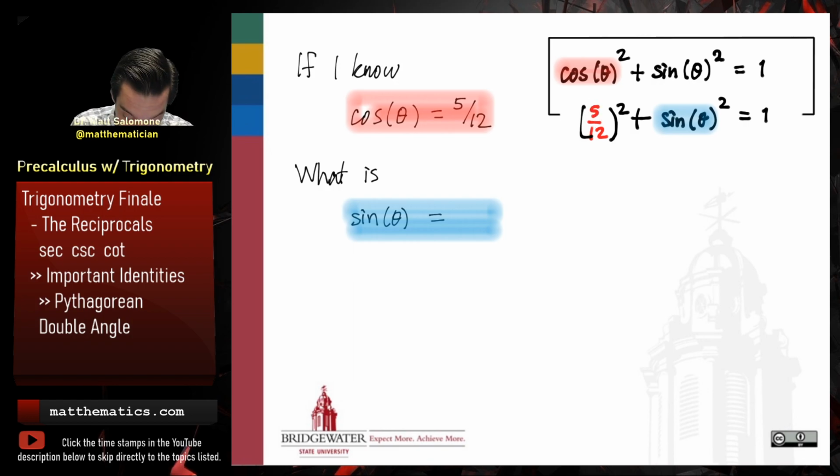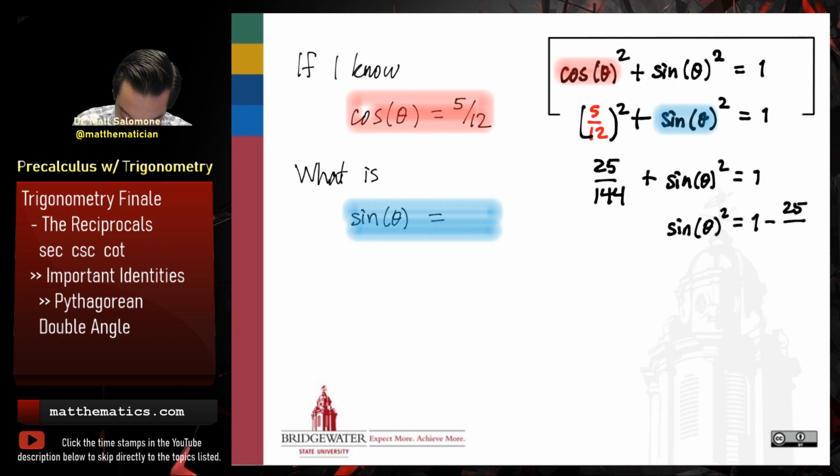Let's simplify 5 over 12 squared. Multiply it out. It's 25 over 144. Plus my unknown sine of theta squared is equal to 1. Let's subtract 25 over 144 from both sides. Sine of theta, the quantity squared, is 1 minus 25 over 144. And so I'll do 144 minus 25 up here in the numerator. 144 minus 25 is 119. Yes, over 144. And so that's the square of the sine of theta.